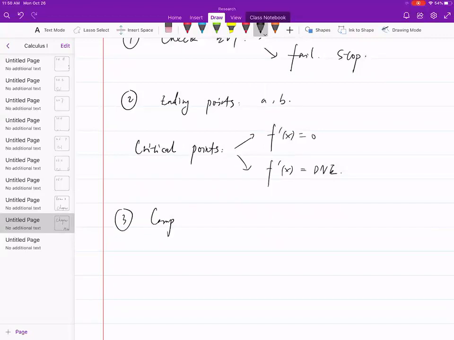Compare all the points from step 2. Whoever is the biggest, maximum. Whoever is the lowest, minimum.